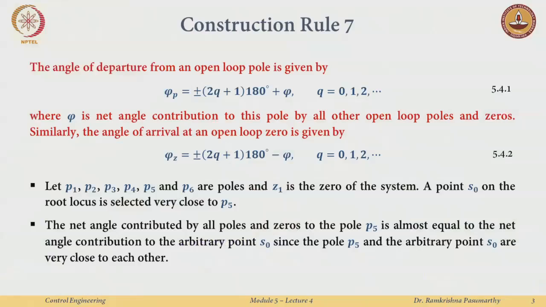So, continuing again on the root locus thing. We are just left with a couple of rules. The first one was the angle of departure from an open loop pole. Okay, why is this important to compute?